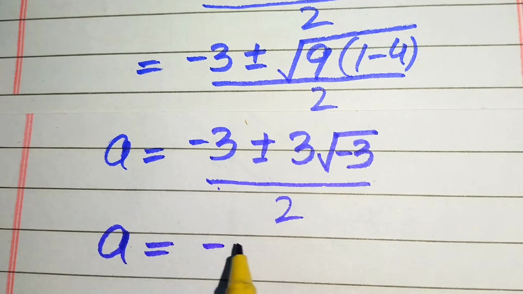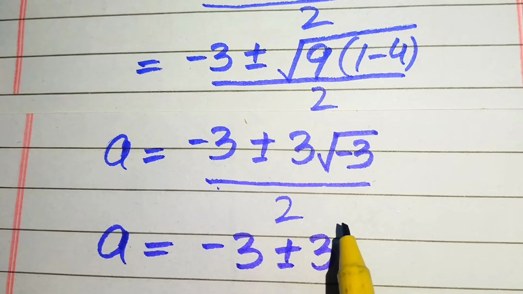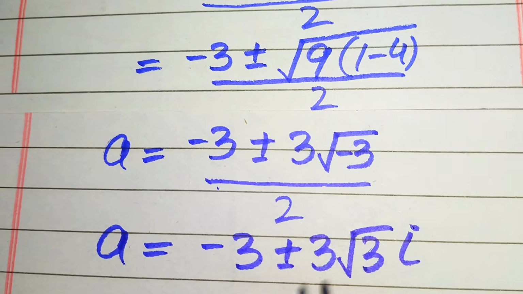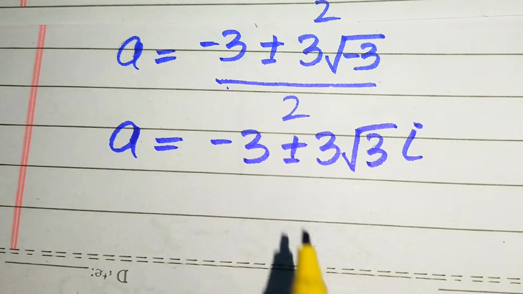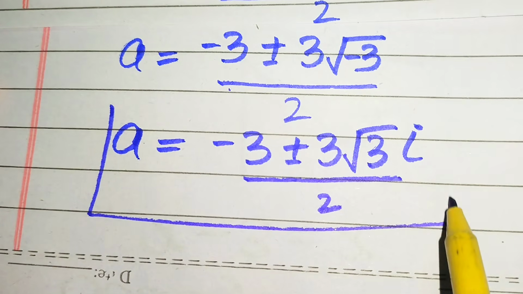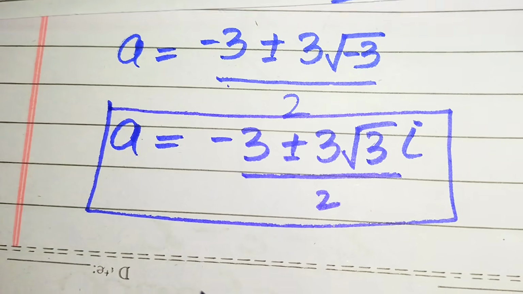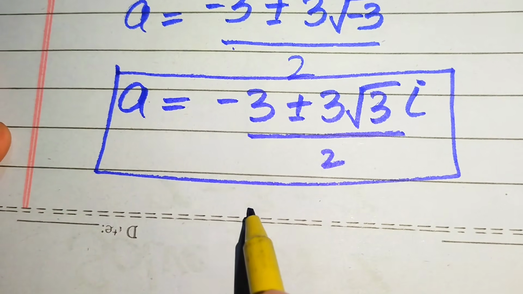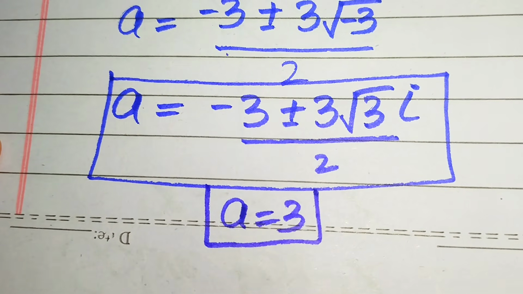And here you very well know that when a negative sign appears inside the square root sign, it becomes iota, and we write it as square root of 3 times of iota, and it is divided by 2. So finally we have these other two complex roots of the given equation. So we have three roots of the given equation in which these two roots are complex roots, and a equals 3 is the only one real root of the given equation.